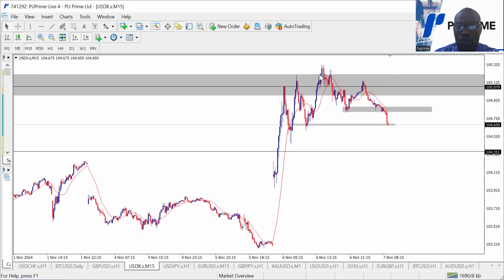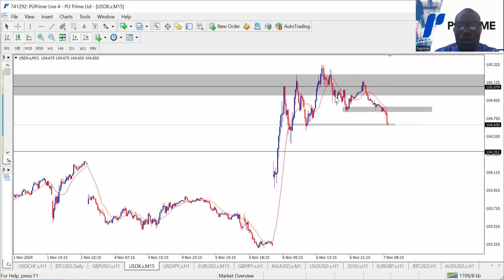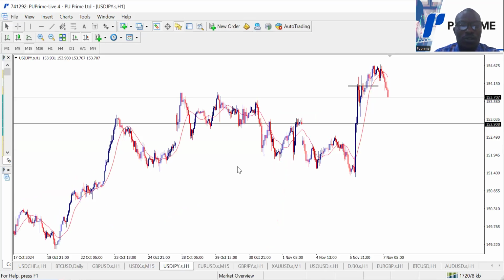This is a head and shoulders pattern on the 15 minutes, showing that there's a reversal coming on board, but we need a proper retracement to validate that reversal. Okay, so let's go to USDJPY.